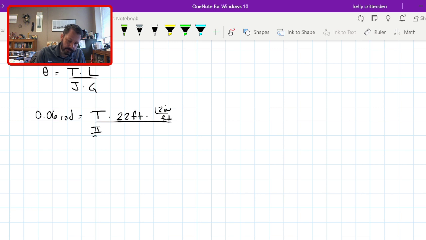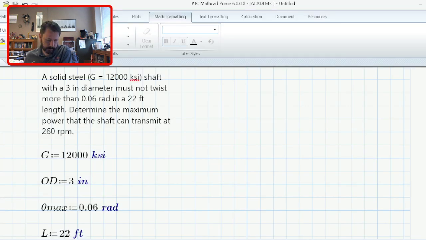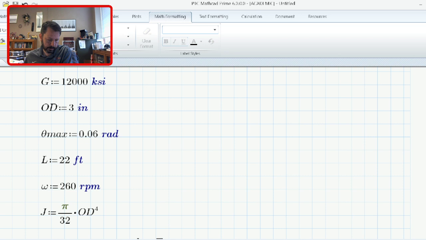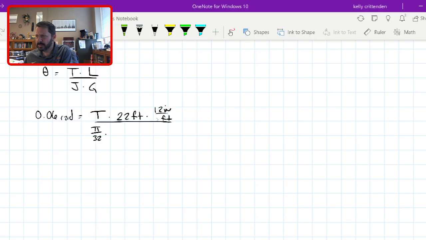J is pi over 32, let me check MathCAD to make sure I did that part right. I did pi over 32 times diameter, which is 3 inches. Okay, well, let's keep working. It was a 3-inch diameter shaft, so pi over 32 times 3 inches to the fourth. G is 12 million psi, so 12 times 10 to the 6th psi. All of those units, feet will cancel out. I should be left with nothing but radians.